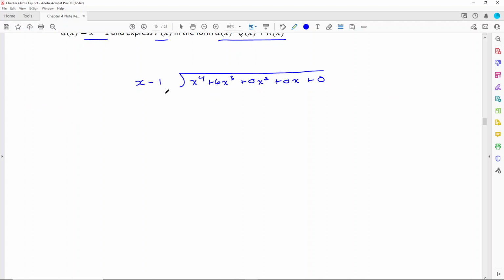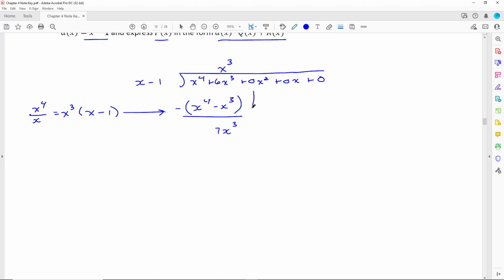Okay, let's go. What do I multiply x by to make x to the 4? Or I take x to the 4 and divide it by x. I get x cubed. That's the first part of my quotient, and I write it above the matching term. Then I multiply it by x minus 1. That gives me x to the 4 minus x cubed. And then I subtract. And again, this is where the most mistakes happen. x to the 4 minus x to the 4 is gone. 6x cubed take away negative x cubed means I'm adding x cubed, and I get 7x cubed.